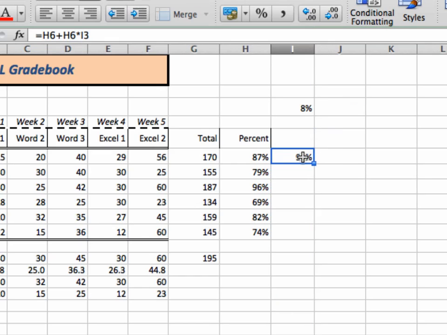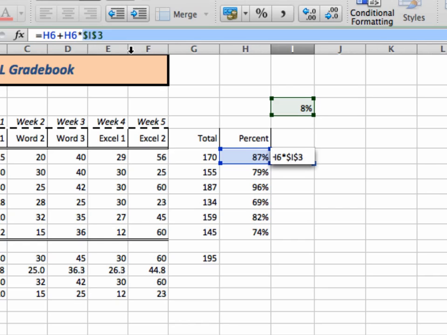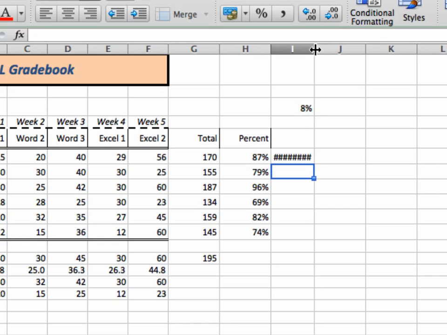Now, should I be able to copy this straight down and get answers for everyone else? And the answer is no. Why? Because the single number, 8%, that I'm going to use in every equation has to be in absolute cell reference. So Apple T, put it in absolute cell reference. I get these railroad tracks. That just means that it's not wide enough to hold the answer.